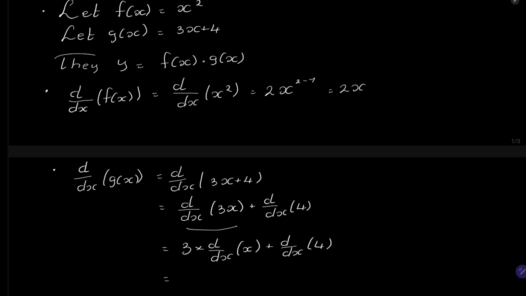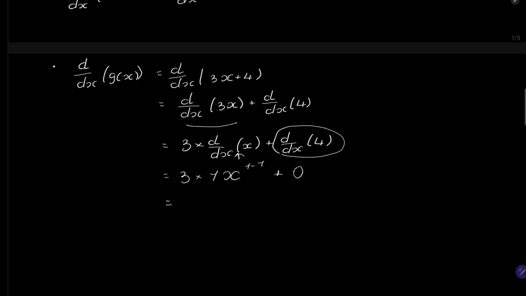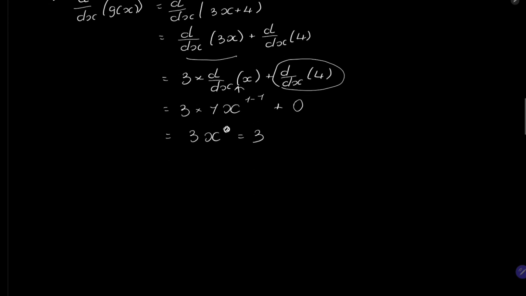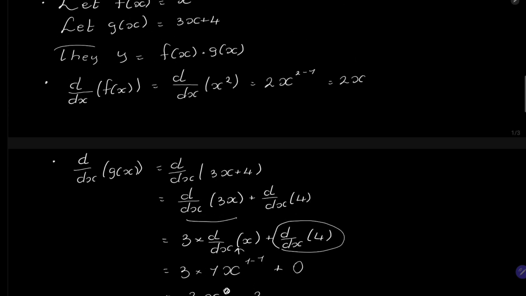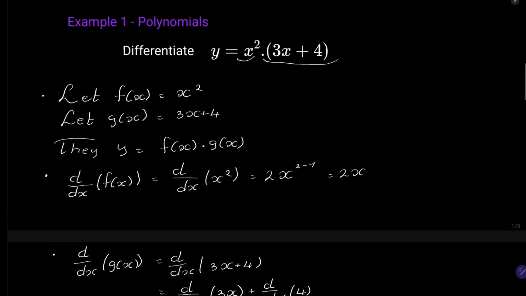Now we can apply the power rule on this term, which gives us 3 times 1x to the power 1 minus 1, plus, now this is the derivative of a constant, and following our constant rule, the derivative of every constant gives us 0, so plus 0. This then reduces to 3x to the power 0, which gives us 3. So we now have the derivative of our first function f of x, which is f prime, and g prime, which is the derivative of our second function.